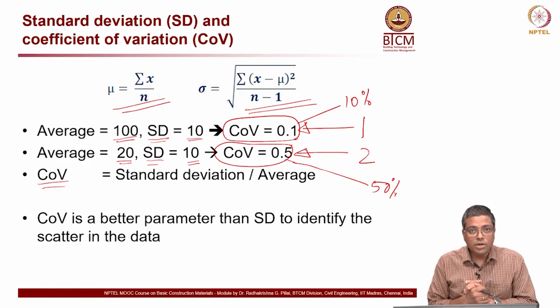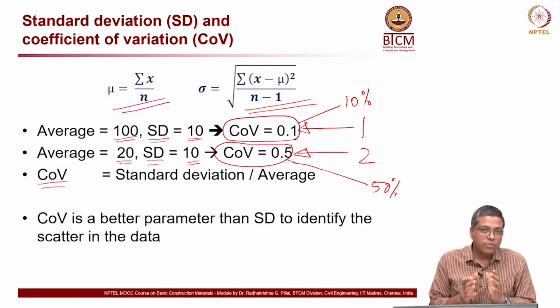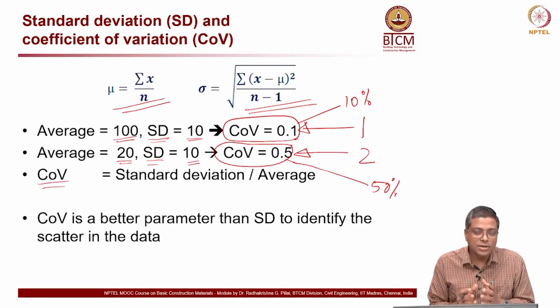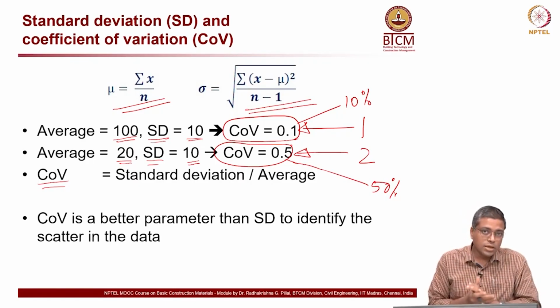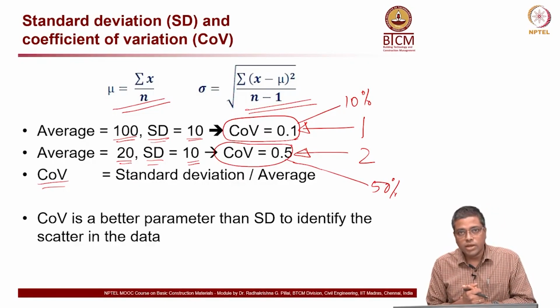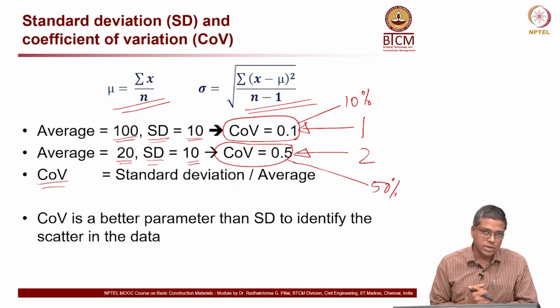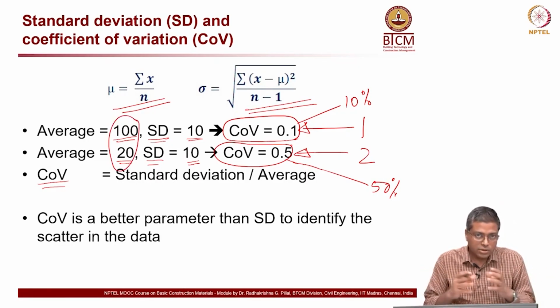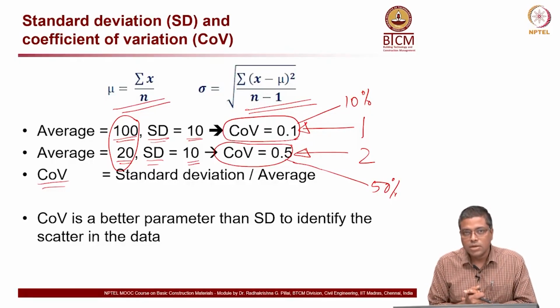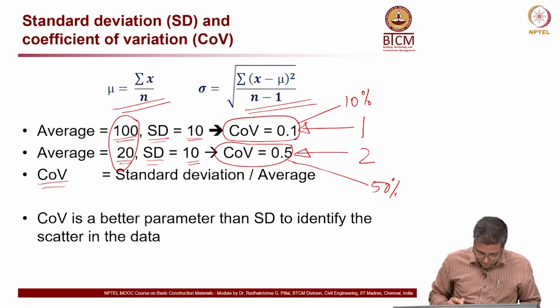So, it is very important to consider coefficient of variation when you want to compare or look at the error or scatter in the data or variability in the material properties, etc. It is very important to consider coefficient of variation and not standard deviation always. You can look at standard deviation if the mean values are in a similar range. If the mean values, like here, are widely separated, then coefficient of variation is probably a better parameter than the standard deviation.